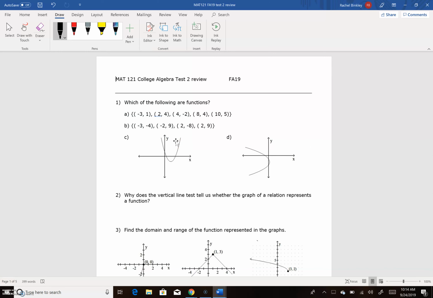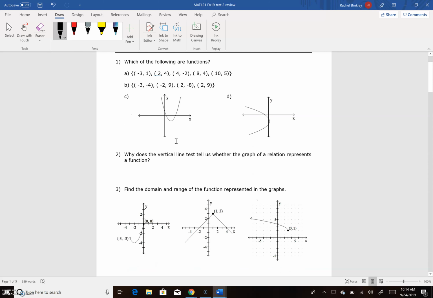All right, you guys, so let's talk about test number 2. Which of the following are functions? This should have been the first part of the notes we started for this unit. So remember, each input must have only one output, right? So let's take a look at this.